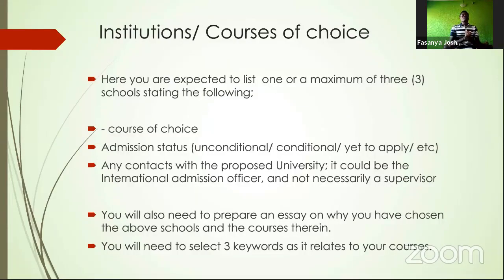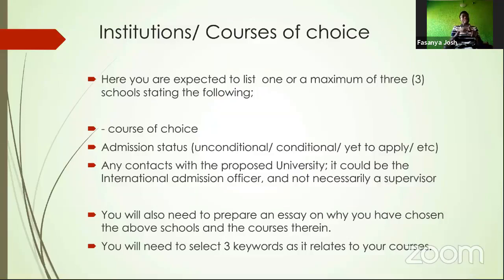Now, the next part is, Mr. Sipi talked about this, institution or course of choices. For masters, you can put in a university, but the maximum is 3. You're supposed to select your courses and then the institution. And they will ask you to also put your current admission status, whether it's a conditional offer or an unconditional offer, you're yet to apply, or you've applied and they are yet to give you a response. You should state all of that.